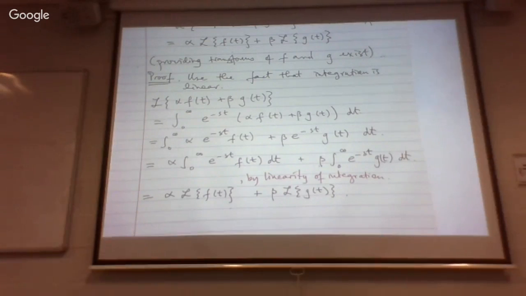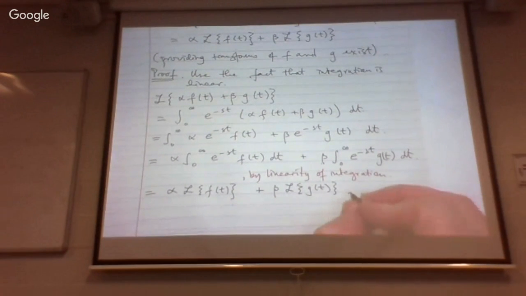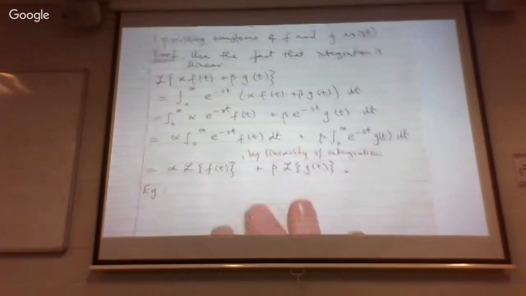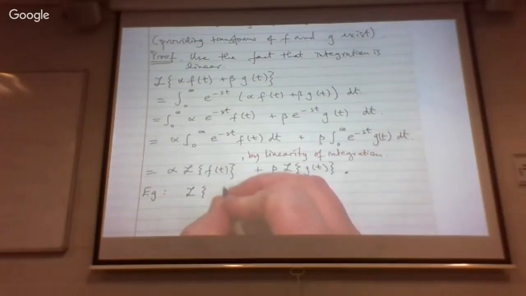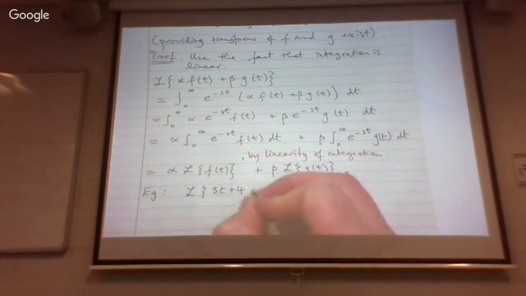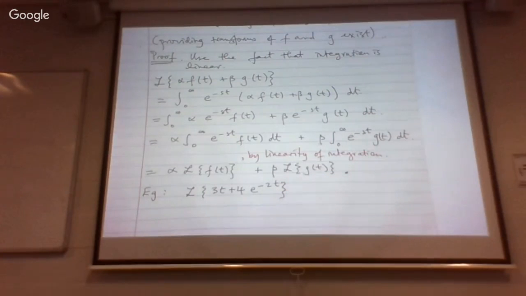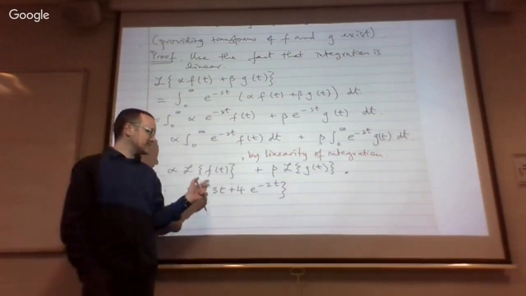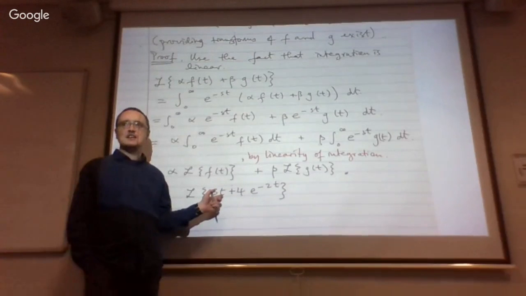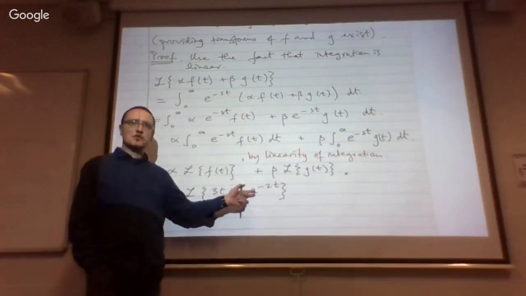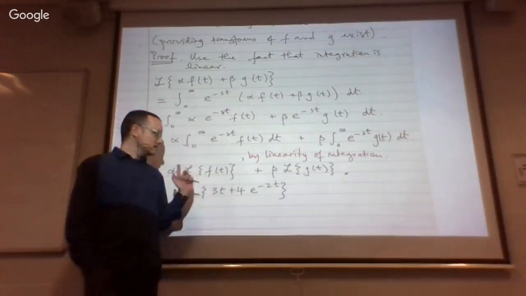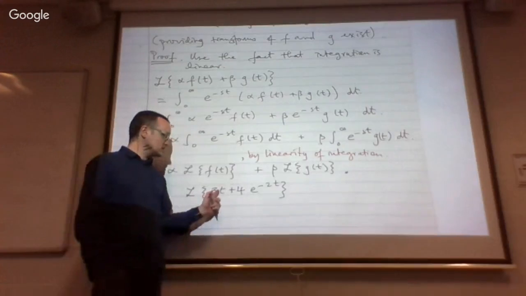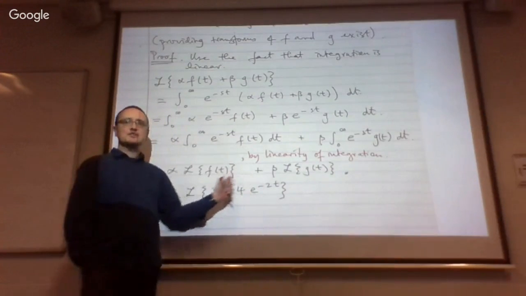So as an example of the application of this, we'll be using it all the time when we're solving differential equations, but just as a quick example, it's there in the notes. Take the Laplace transform of the function 3t plus 4e to the minus 2t. I don't have to go doing integrals now, because last lecture I already dealt with the Laplace transform of t. I already dealt with the Laplace transform of e to the something times t. This is just a linear combination of those. Three times this plus four times that. I've already dealt with the transforms of both of those.